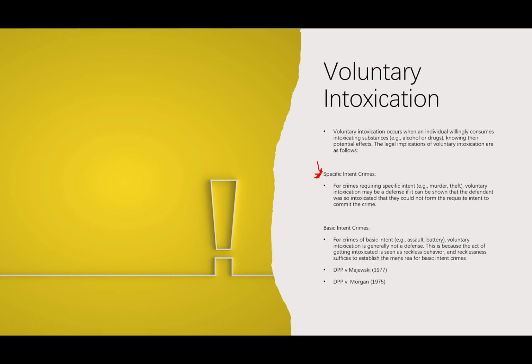Voluntary intoxication may be a defense if it is shown that the defendant was so intoxicated that they could not reach the requisite form of intent. That's a burden of proof for specific intent crimes actually. So you need to be able to show that you're so intoxicated that you could not actually have intended to commit the crime. For basic intent crimes, voluntary intoxication is generally not a defense. This is because the act of getting intoxicated is seen as reckless behavior, and recklessness suffices to establish the mens rea of basic intent crimes.